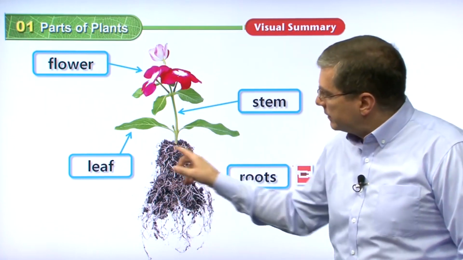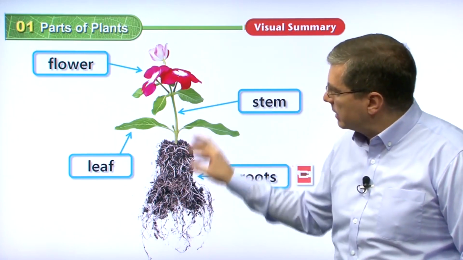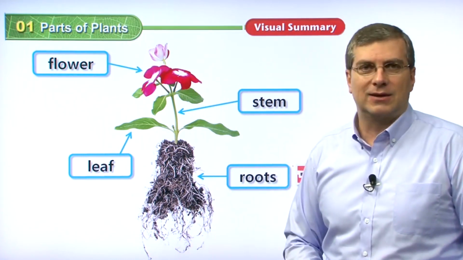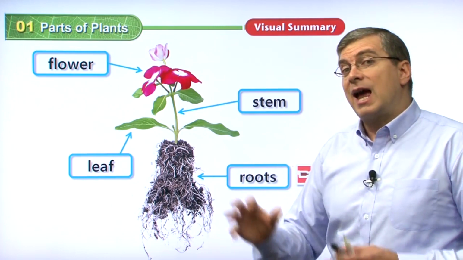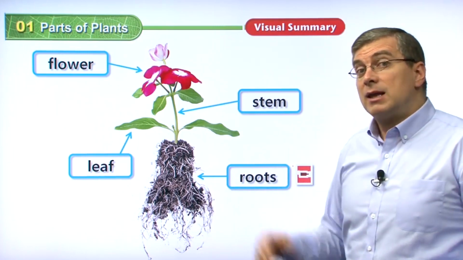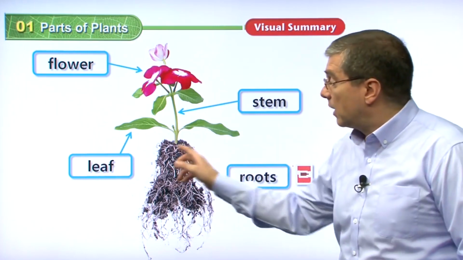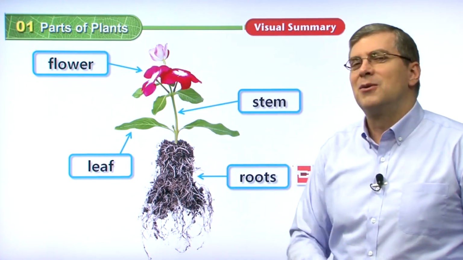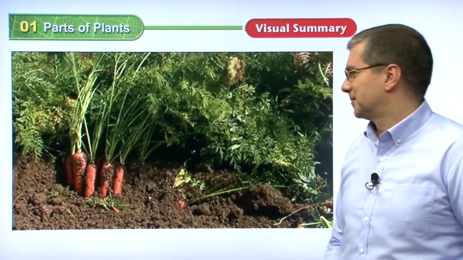Okay, do you know, this is just one type of roots of a plant. This is kind of a typical plant, but you know, there are many different kinds of plants, and different kinds of plants have different looking parts. Let's look at a video with a very different looking type of root. Can you guess what it is? Well, let's take a look at the video.